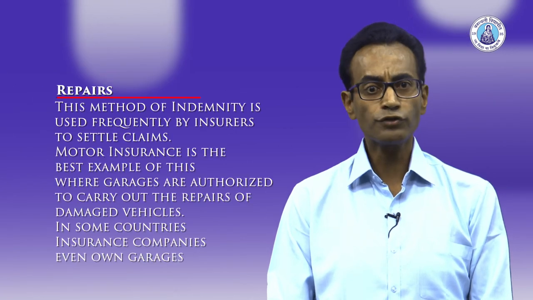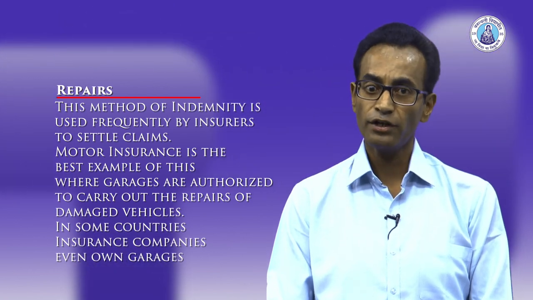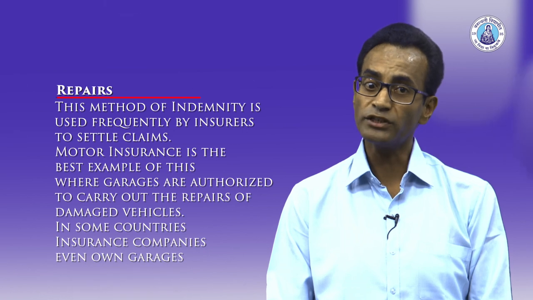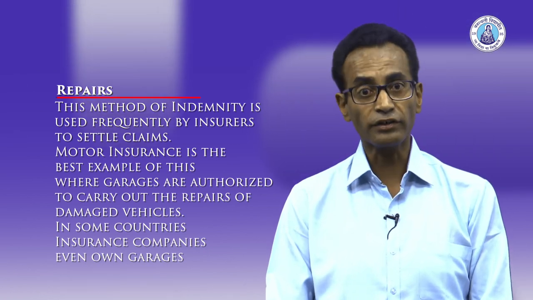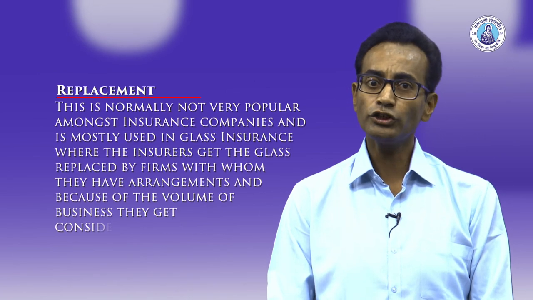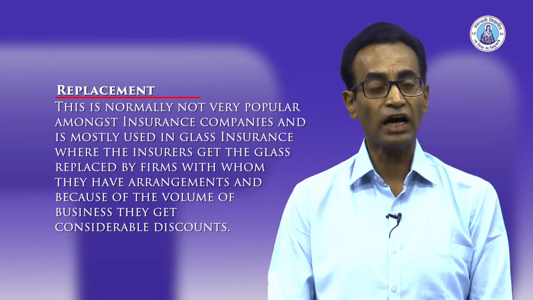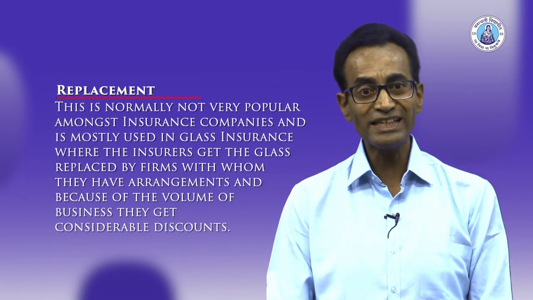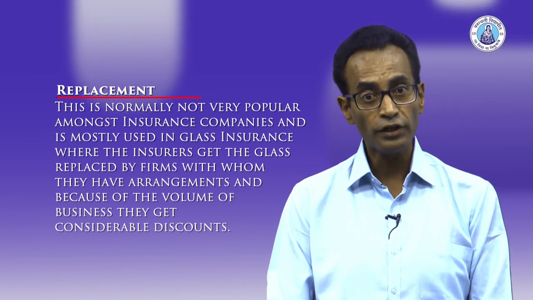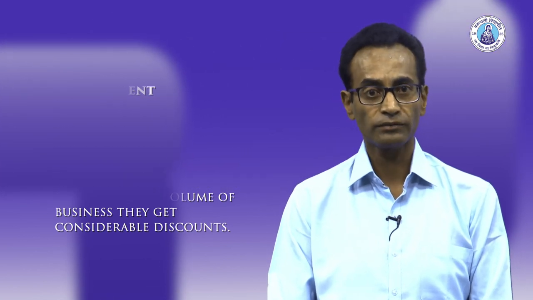Another method is repairs. This method of indemnity is used frequently by insurers to settle claims. Motor insurance is the best example for this, where garages are authorized to carry out the repairs of damaged vehicles. In some countries, insurance companies even own their garages. The next method is replacement. However, this is not normally very popular amongst insurance companies and is mostly used in glass insurance, where the insurer gets the glass replaced by firms with whom they have an arrangement. Because of the volume of business, they get reasonable amount of discounts.